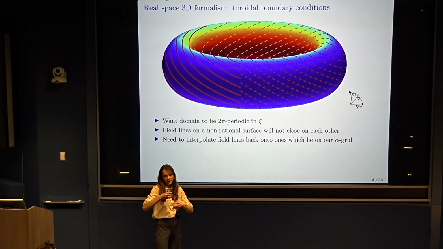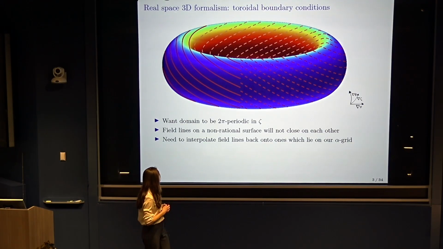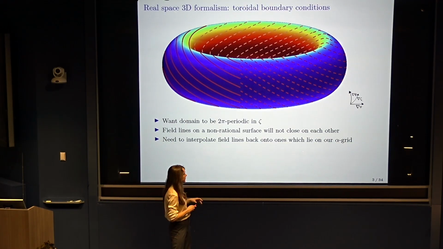So I have to do some kind of interpolation between those field lines and the solid field lines in order to have a closed simulation domain. This is how we enforce periodicity in real space codes. We just do some kind of interpolation.